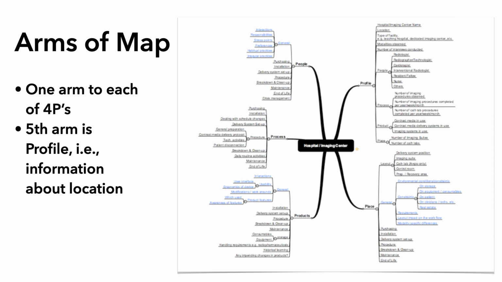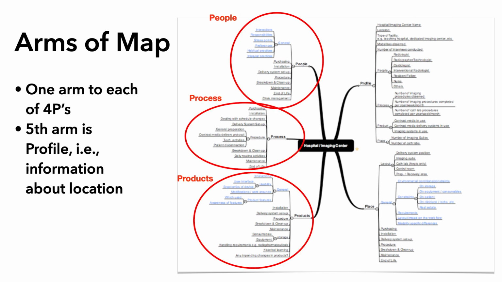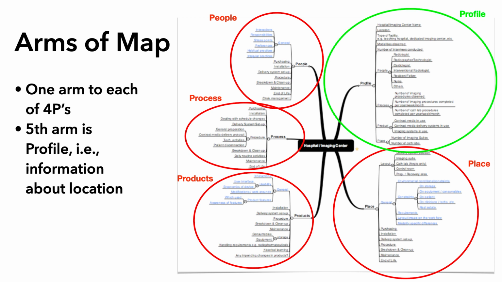Typically, we dedicate one arm to each of the 4 Ps in the mind map. In the example that I showed, you probably noticed there's a 5th arm. That 5th arm is what I call profile, and that's just information captured about the time and the day and the date, who was involved, where we went. It's indexing information so that I can identify what this observation was all about, where it happened, and who was there, etc.